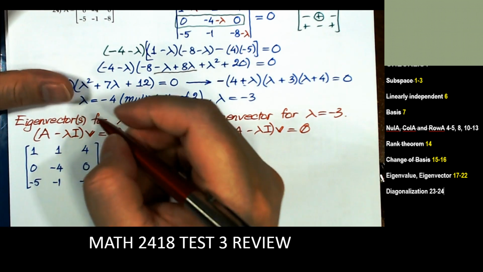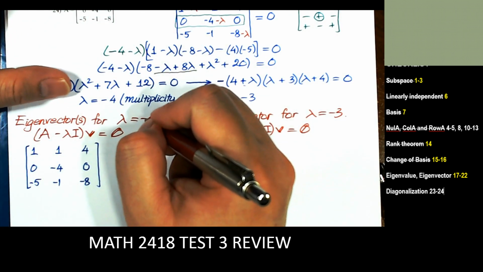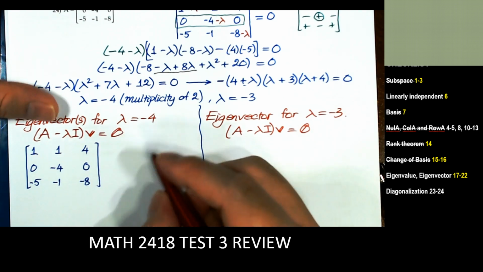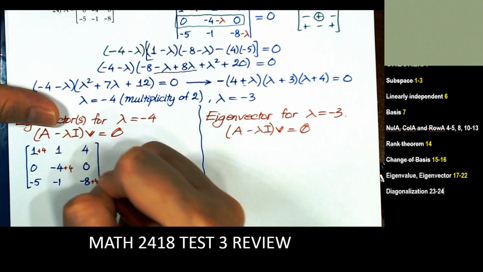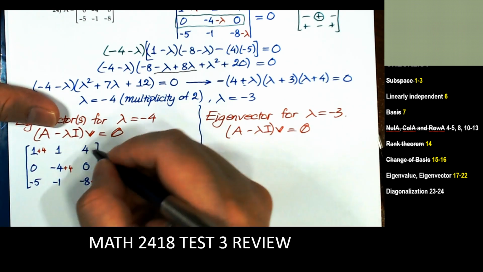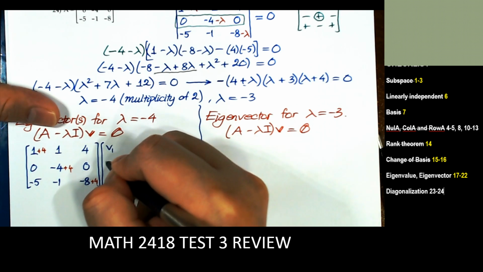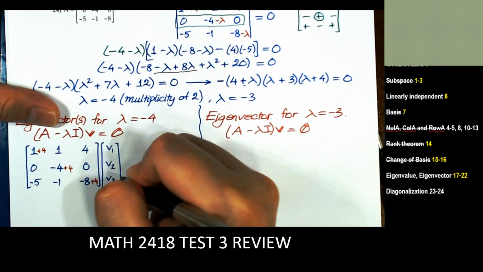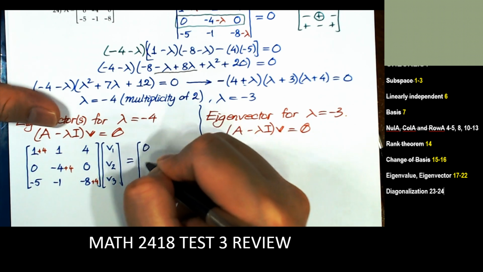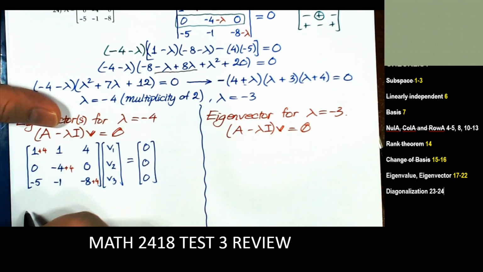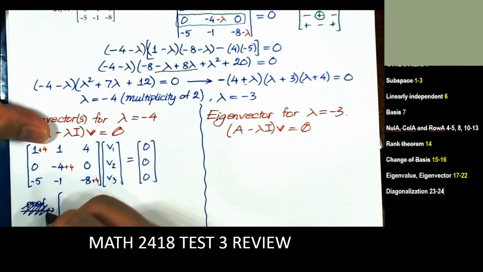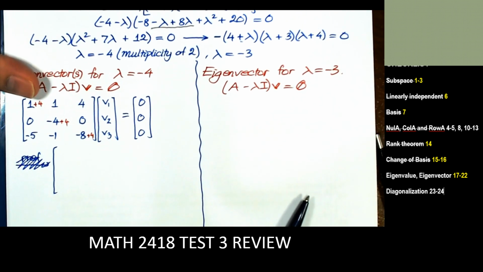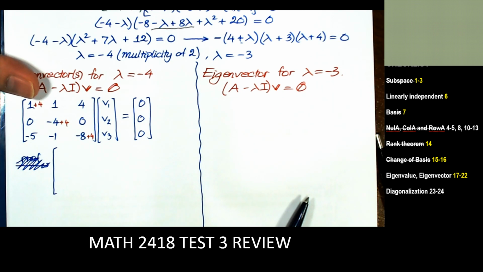What we do is we're going to add minus negative 4 on the diagonal. Minus negative 4, just like plus 4. Times the vector v, say v1, v2, v3, equal to the 0 vector, and reduce to row-echelon form. Let's not do that yet. Let's just simplify the math. I need to zoom out too, because this is a long problem.